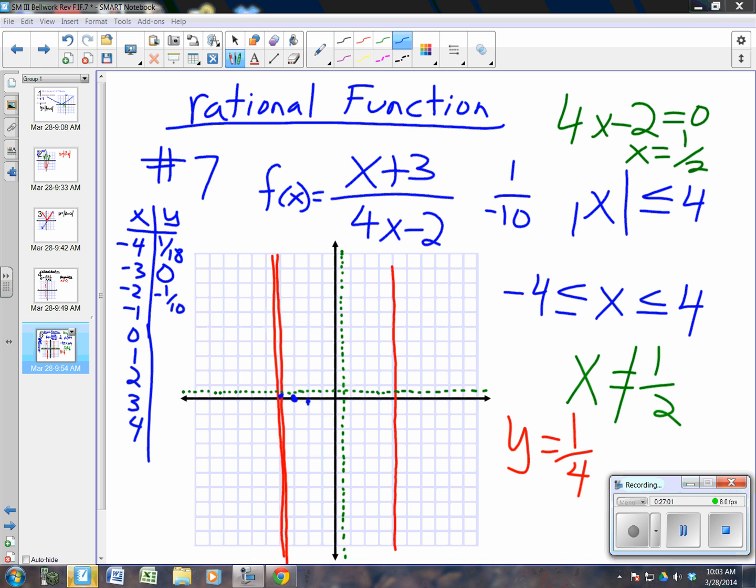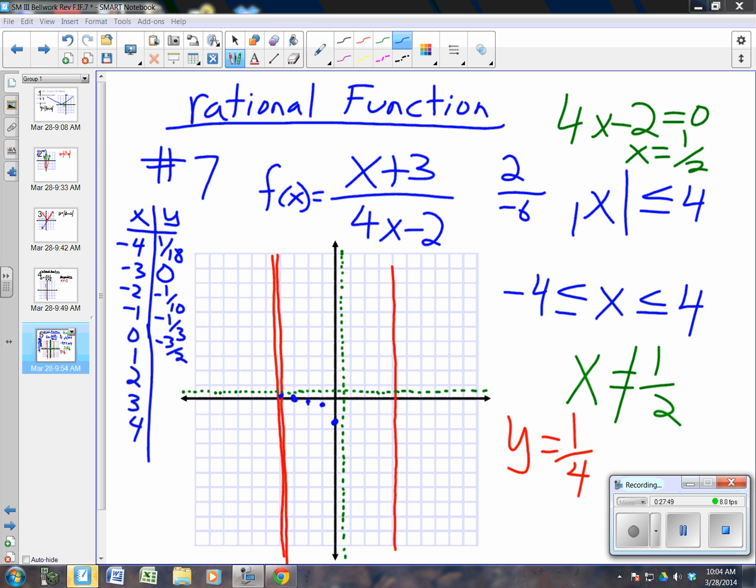So I'm going to go to -2 and barely be below that. Okay, -1. -1 plus 3 is 2. 4 times -1 is -4. Minus 2 is -6. That's going to equal -1/3, right? So we're going to go to -1 comma -1/3. Then we're going to put 0 in. Well, it's not going to come out to be 0. It's going to come out to be -3/2. Oh, the numerator is 3. And the denominator is what? 2. So 0 comma -3/2. So -3/2 is -1.5. So I'm going to be about right here, right?